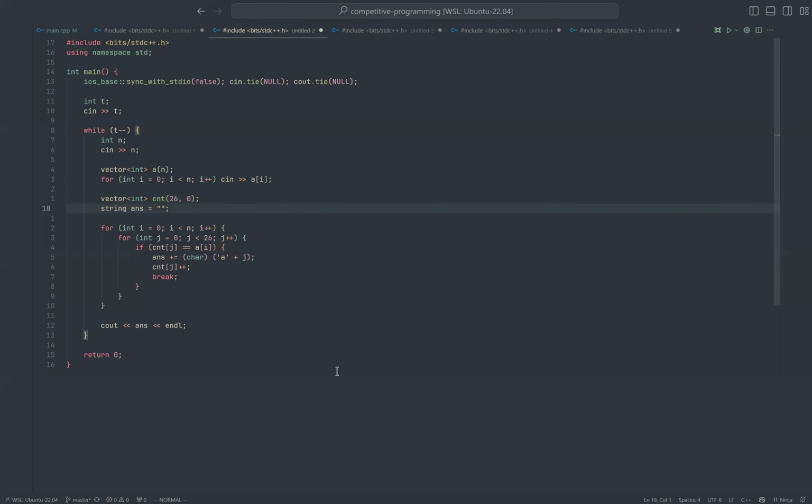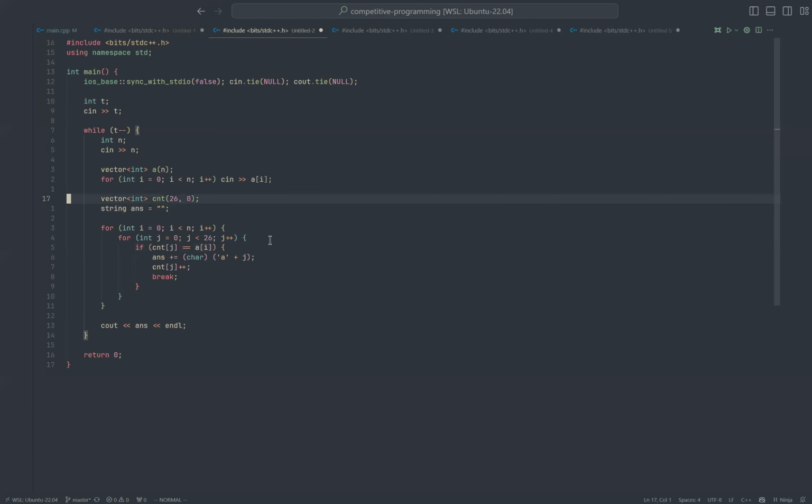What I'm doing here is going over every element in the given array, and for every element I'm going over the 26 English alphabets and checking if any one of them has a frequency equal to the frequency which I require at this place. As soon as I find a character, I will place that character at the end of the answer string and increment its frequency, and then break the inner loop so that I go on to the next element. Okay, so does this make sense?